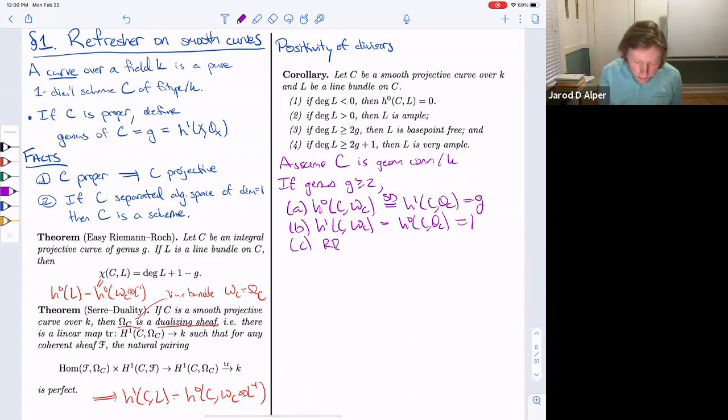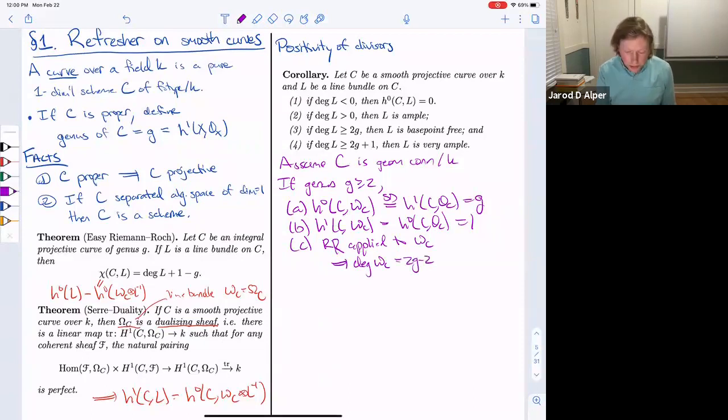And then if you apply Riemann-Roch to omega C, you get that H0 of omega C minus H1 of omega C is equal to the degree plus 1 minus G. And that allows you to compute the degree of omega C as 2G minus 2. In particular, it's always ample by this positivity criterion. But it's not always very ample, and so there you need to consider powers of the dualizing sheaf.